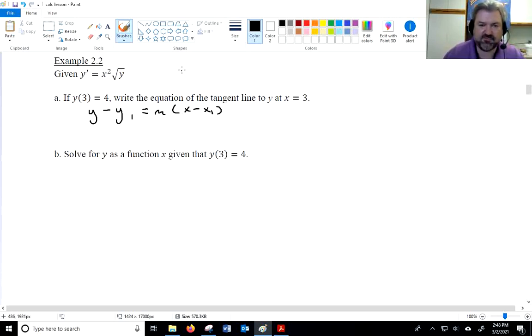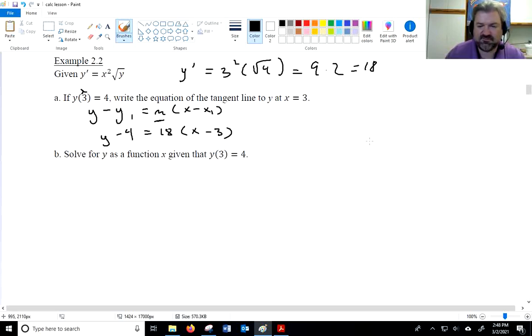Well, that's exactly what y prime gives me. So y prime at x equals 3 and y equals 4. Remember, this is telling me that x is 3 and y is 4. Is equal to 9 times 2, which is 18. So my slope, the m, is 18. My x1 is my x-coordinate, which was 3, and my y1 is my y-coordinate. And so it's as simple as that. Very nice problem. We hope they ask it for us. It gives me the tangent line.